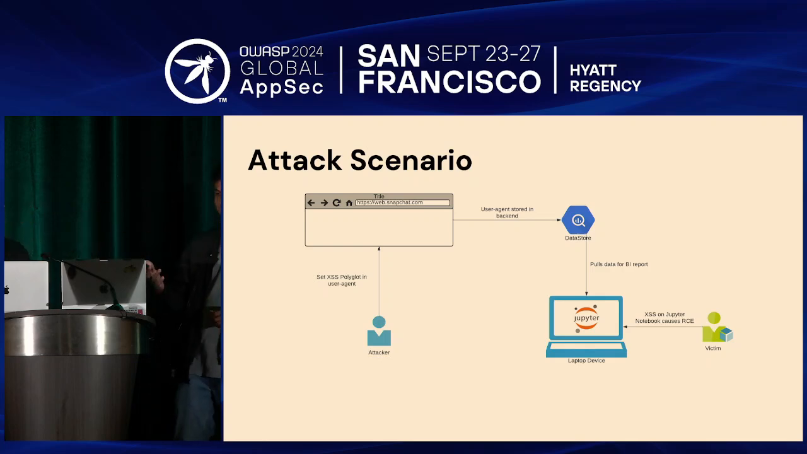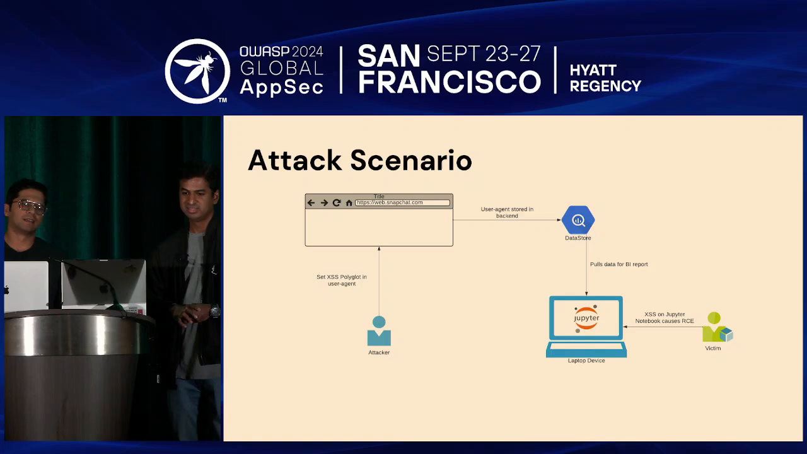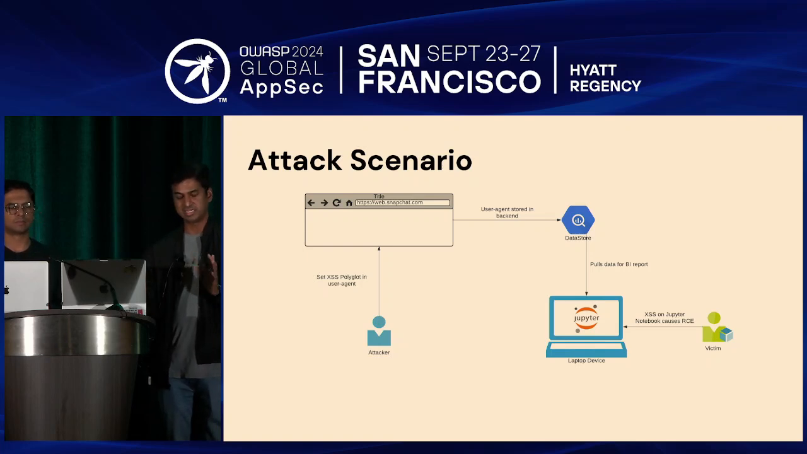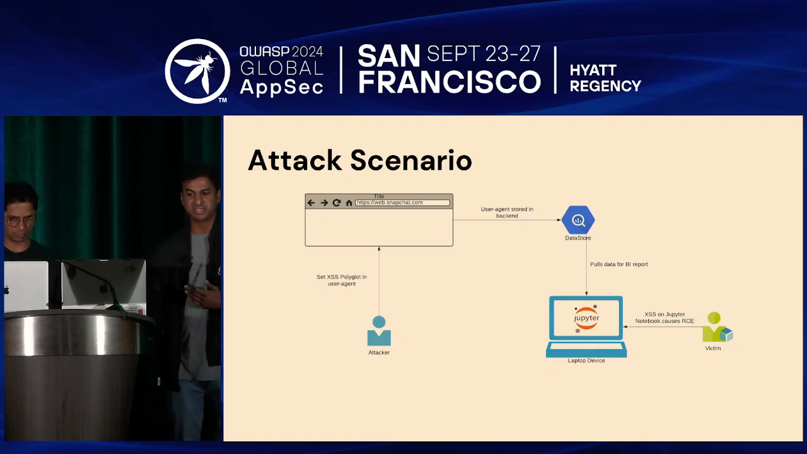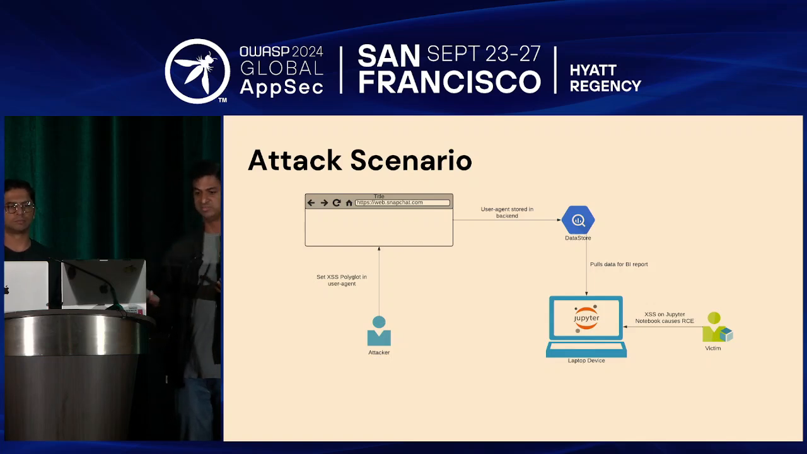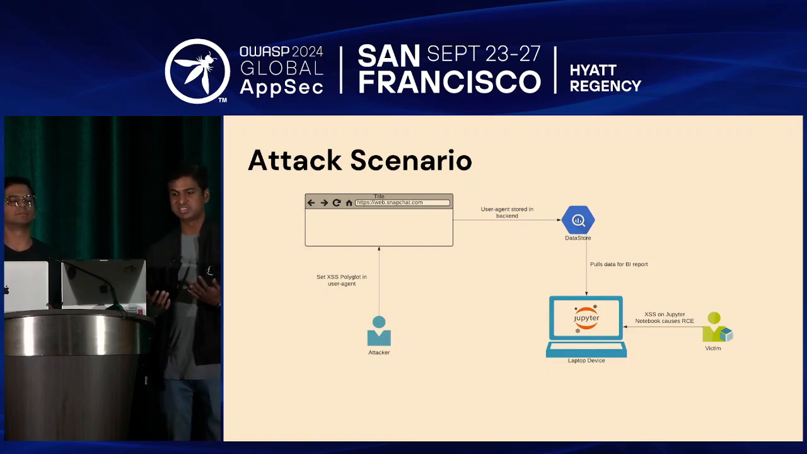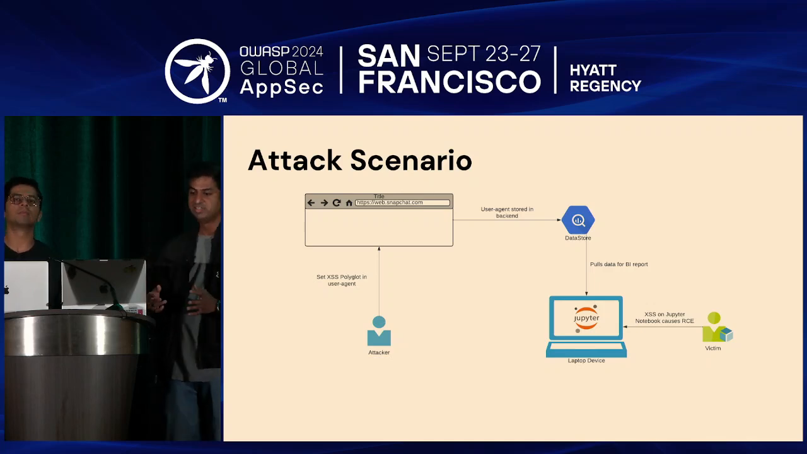So the attack scenario, when we analyzed, we found that the researcher was injecting the string as a user agent string, and it just went into a BigQuery database in the backend. Later on, a data scientist on our team was checking some reports, downloading this data, and then running a report on Jupyter Notebooks, and that's when the actual XSS was triggered.